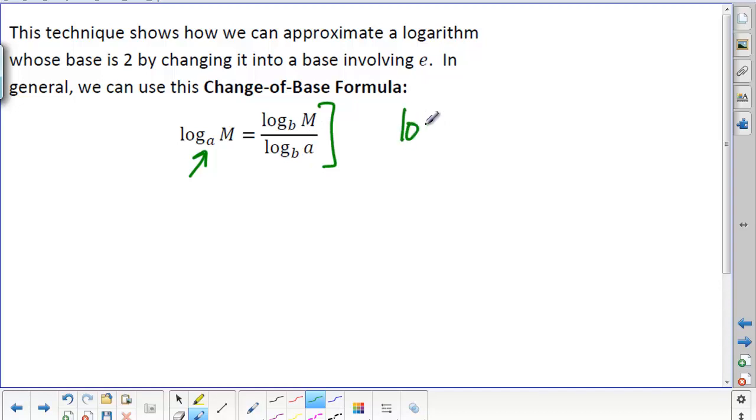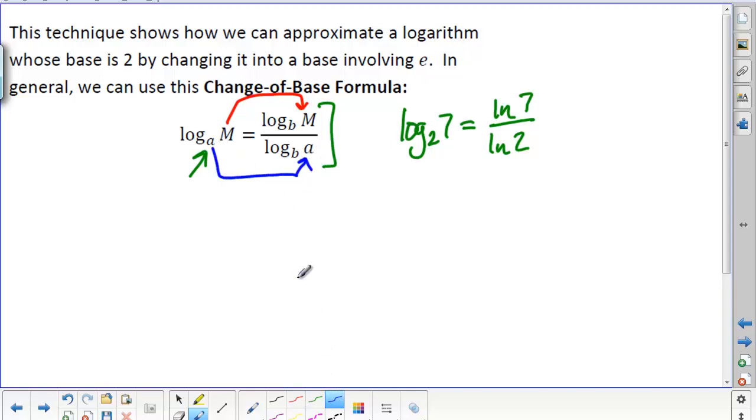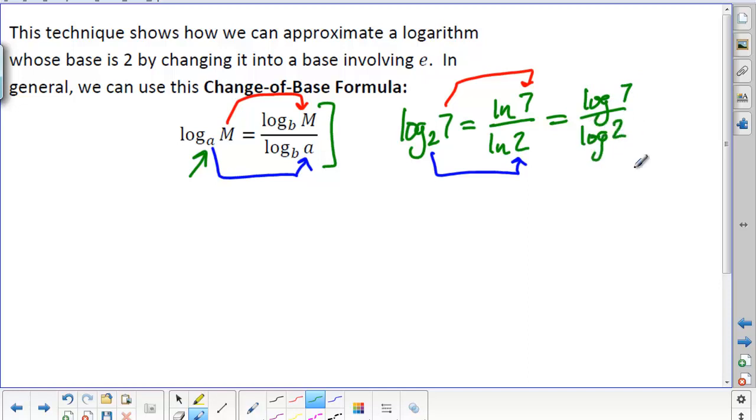So log base 2 of 7 we said was the same as natural log 7 over natural log 2. Notice the m goes here and the a goes here, just like the 7 went here and the 2 went here. That's also the same as the common logarithm, base 10, of 7 over log base 10 of 2. Or we could say it's log base 6 of 7 over log base 6 of 2. It doesn't matter what the base is, as long as we put the 7 here and the 2 here, and these two bases match.